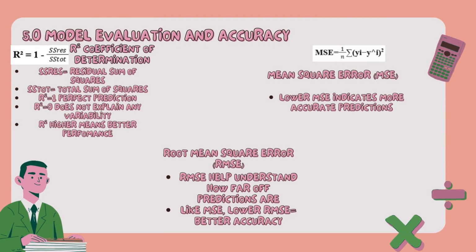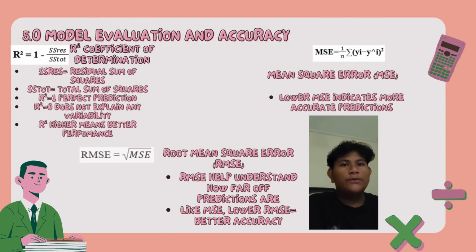Model evaluation and accuracy. R square equals 1 minus SS residual over SS total. R square is the coefficient of determination. SS residual is the residual sum of squares. SS total is the total sum of squares. R square equal to 1 is perfect prediction. R square equal to 0 does not explain any variability. A higher R square means better performance.